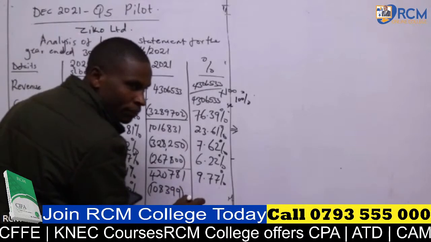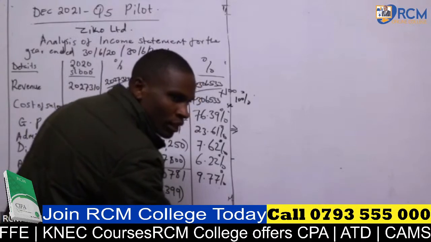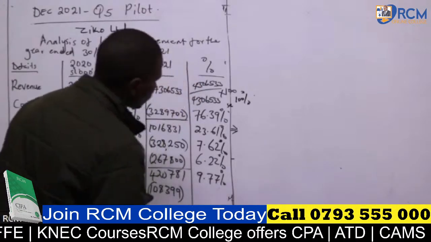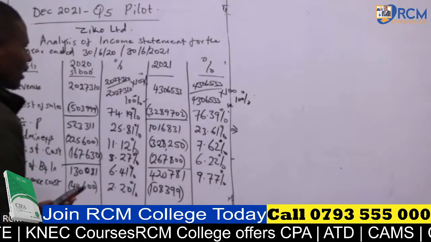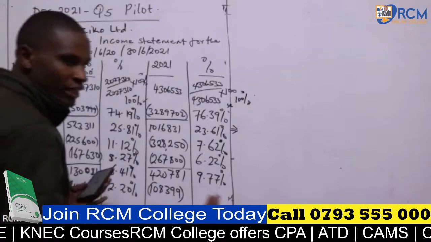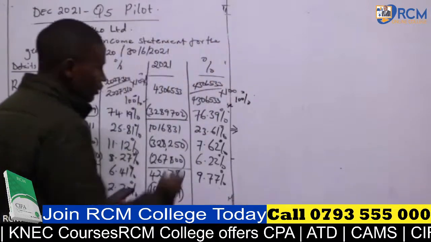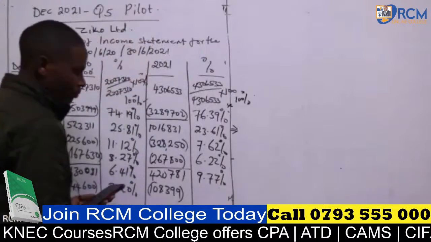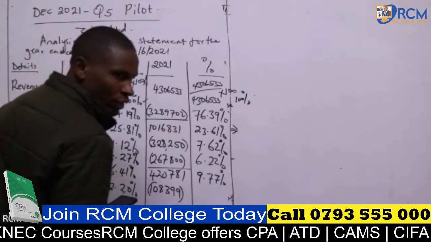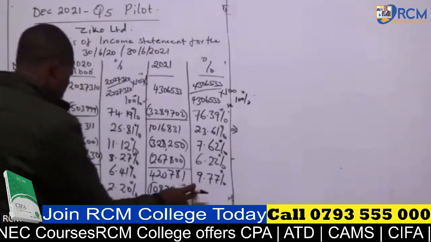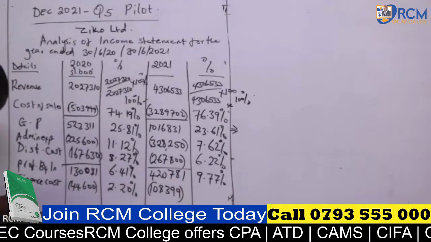Can we round off instead of decimals? No, it is good to put the decimal, but you can as well put it in one decimal place. One decimal place is also okay. Is that okay? Maybe 2.2. One decimal place is okay. Sawa. What about the finance cost for 2021? Ni ngapi?